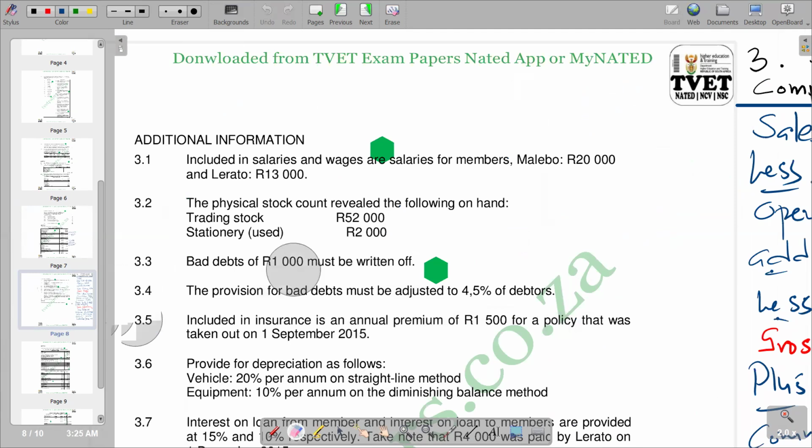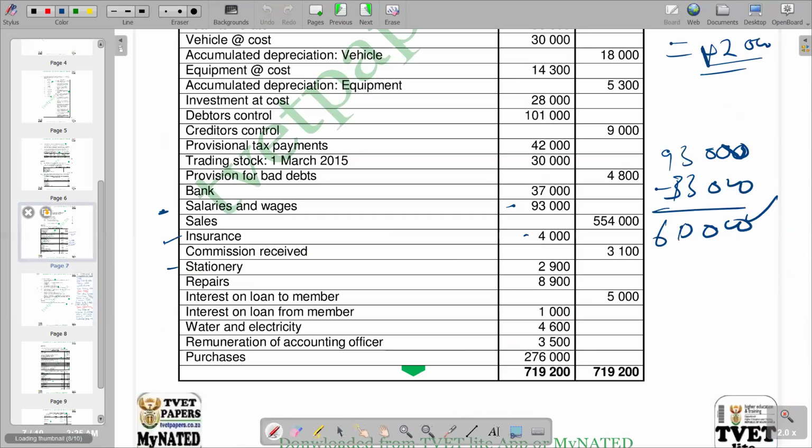We're given stationery used as 2,000. So we are going to subtract it from the figure that we are given there for stationery, which is 2,900, indicating our stationery 2,900, and then at the end of the period.